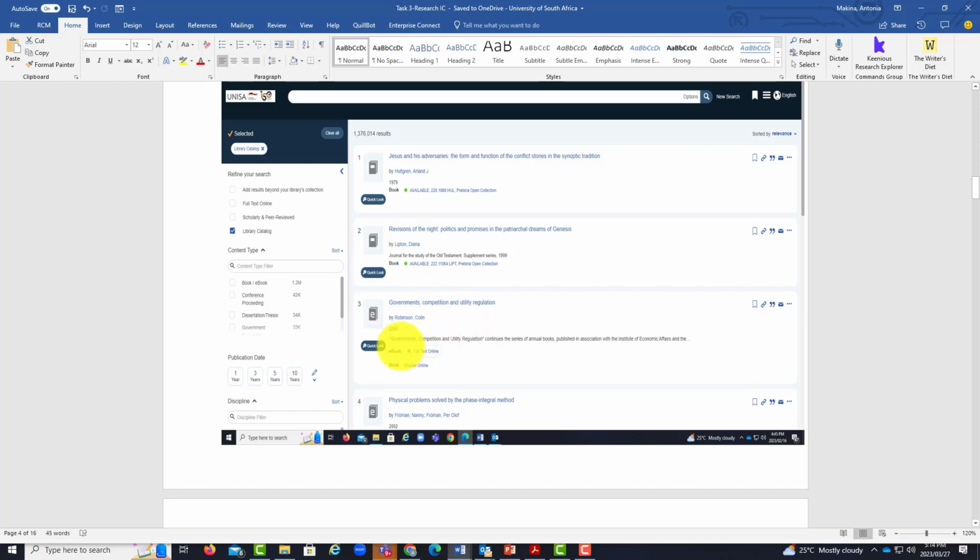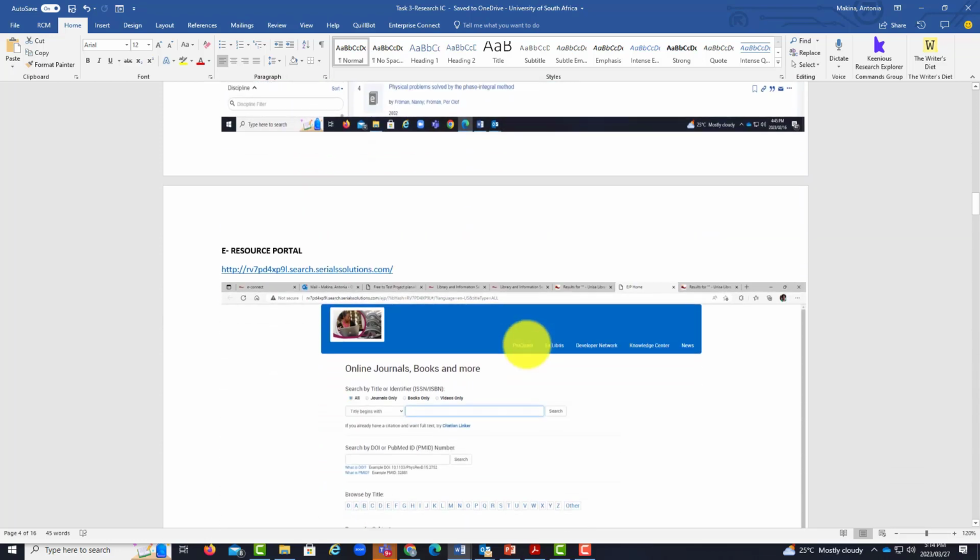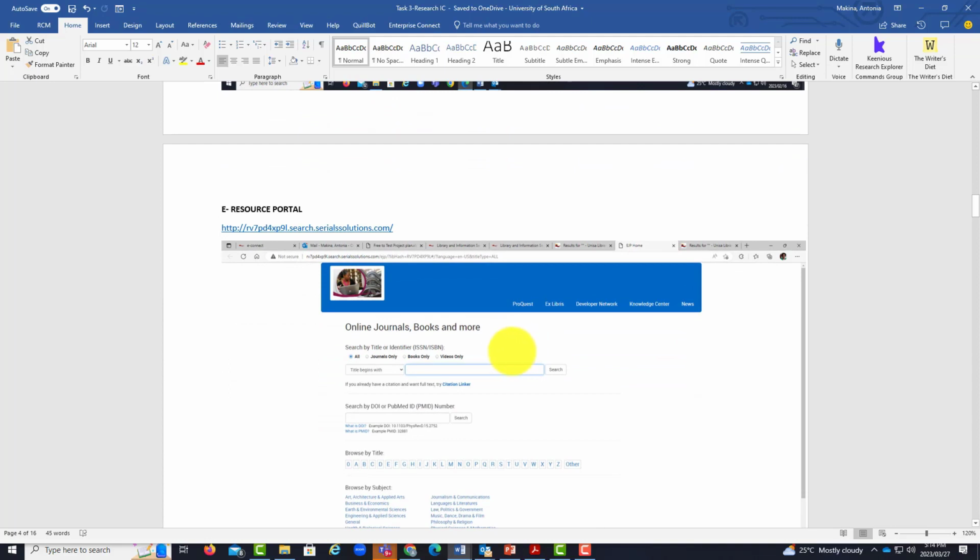And then you come here, you find another search that was done coming from government platforms, and it says a government competition and utility regulator continues the series of annual books published in association with the Institute of Economic Affairs and... And this comes from an ebook. And then you can see also physical problems solved by the phase integral method. It's also shown here.